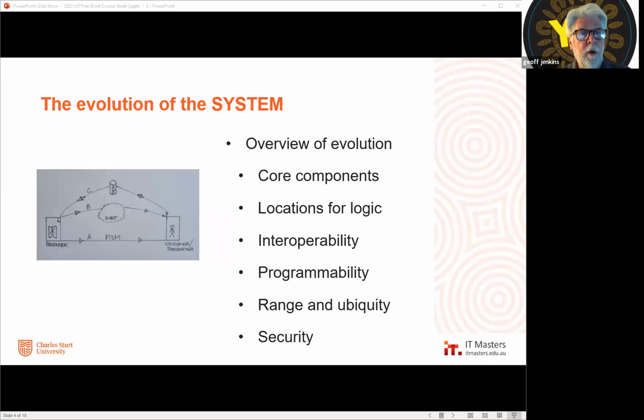So as part of that logic, I mentioned interoperability. So the idea here is not only do we have some logic in AWS, and we have some logic in the producer and in the consumer, but those logic contexts interoperate.